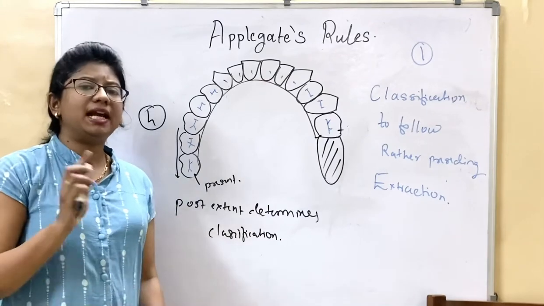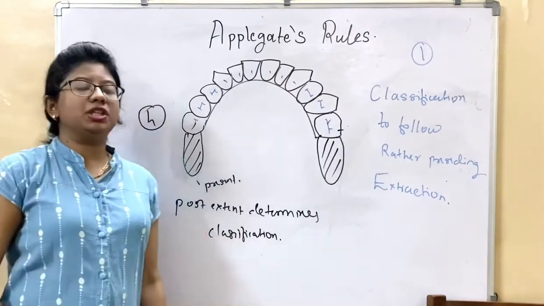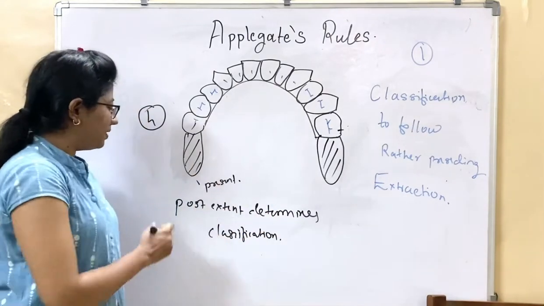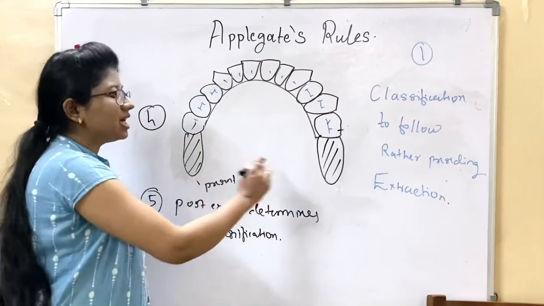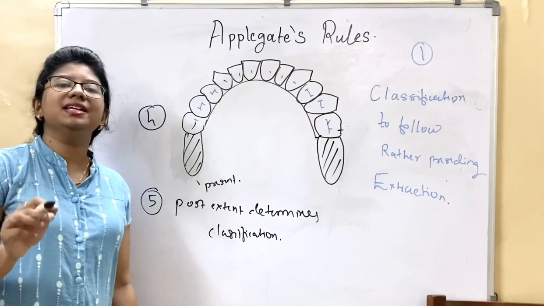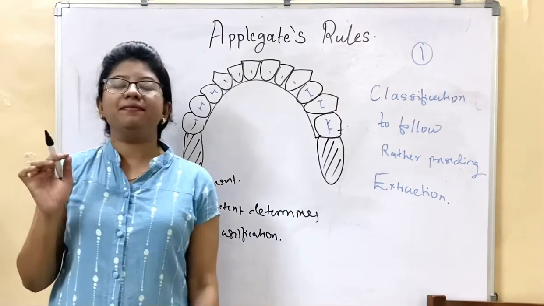Now we will take another example. Now there are 2 edentulous spaces. So what does our rule number 5 say? Posterior area will determine the classification. So which classification is it? It is Kennedy's class 1. So this is rule number 5.